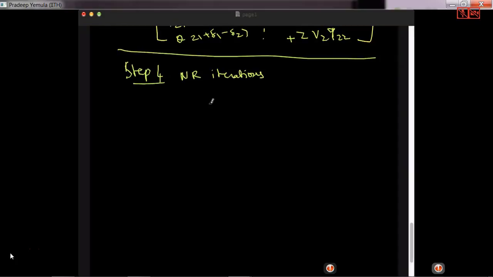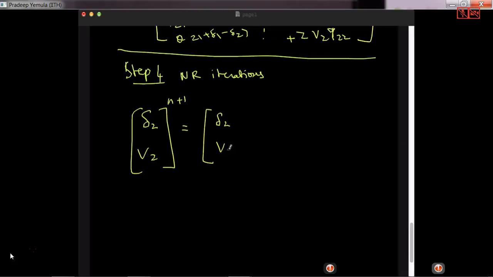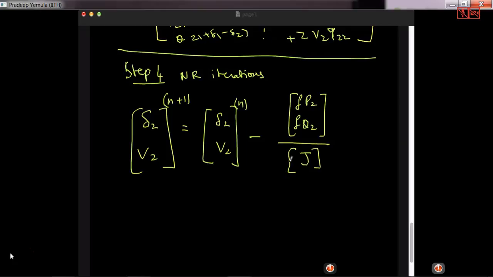So what are the Newton-Raphson iterations? Delta 2 and V2 are the unknowns. So delta 2 and V2 at n plus 1 will be nothing but delta 2 and V2 at n. These are the values of the previous iteration, and these are the values of the new iteration, so we want to update them. How? You calculate the function value and then divide by the Jacobian matrix, so basically invert the Jacobian matrix and multiply it here. This is nothing but your Newton-Raphson method.